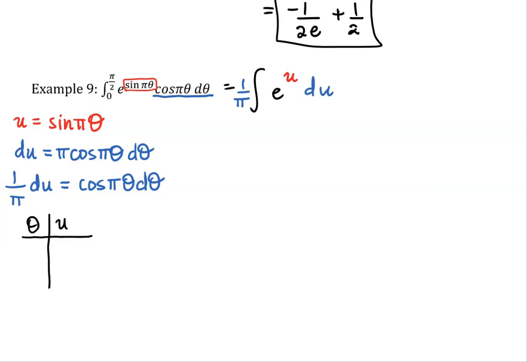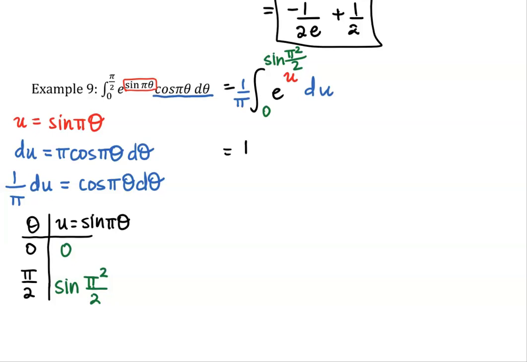Now I will come down here and find some new limits to see, well, what is u, which was sine pi theta, when theta is 0 and pi over 2. When theta is 0, plugging 0 into u, sine of pi times 0 is sine of 0, which is just 0. And then plugging pi over 2 into that will give us sine of pi times pi over 2, which will be sine of pi squared over 2. So our lower limit stays 0, but our new upper limit is sine of pi squared divided by 2.